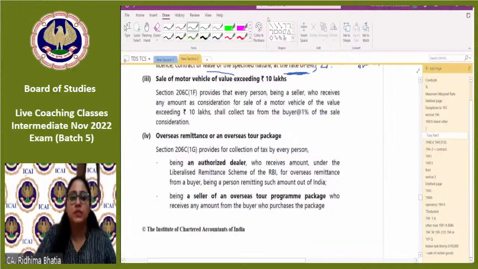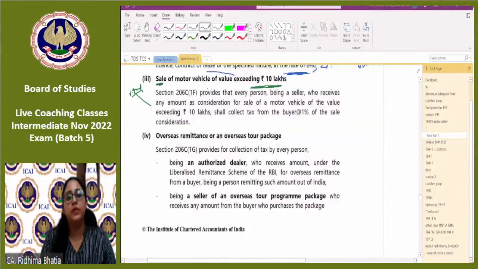Next, 206C subsection 1F. Please mark it very important. ठीक है. Now this is on sale of motor vehicle of value exceeding 10 lakhs. आपने किसी का motor vehicle बेचा, you have sold it for more than 10 lakhs. On that, you will collect TCS from the buyer.